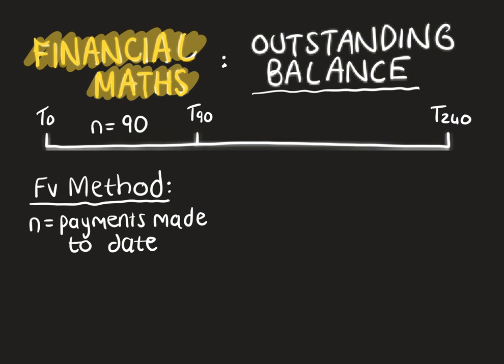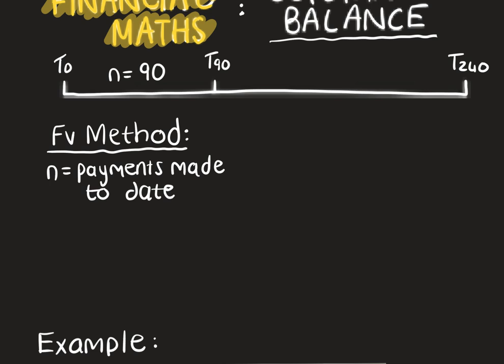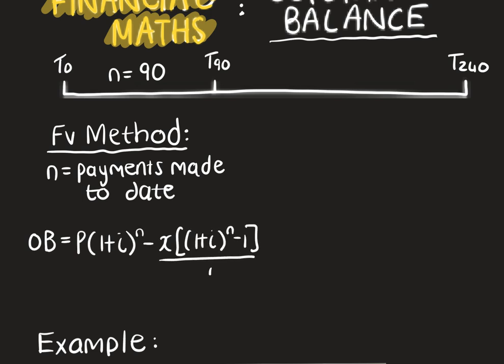And the formula for this, guys, is quite a big one, quite a long one. I would also call it the one that works for every type of scenario, but we'll get into that a little bit later. So outstanding balance is equal to P(1 + i)^n minus x[(1 + i)^n minus 1] all over i.